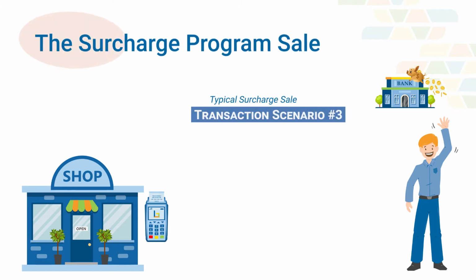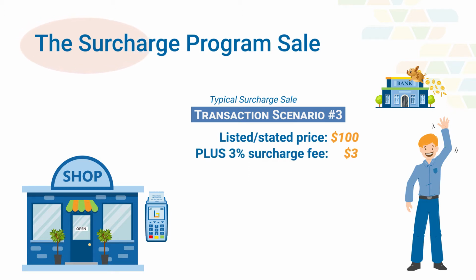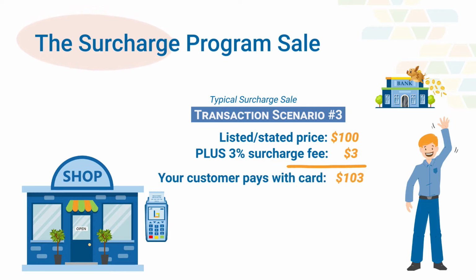Again, using the same numbers, instead of discounting like we did for cash discount, we're going to add a fee on top of the original listed and stated price if the customer pays with a credit card. So that listed and stated price of $100 becomes $103 charged to the customer because they paid with their credit card. So again, even in this scenario, the customer is paying more for the product than if they were to pay with cash.